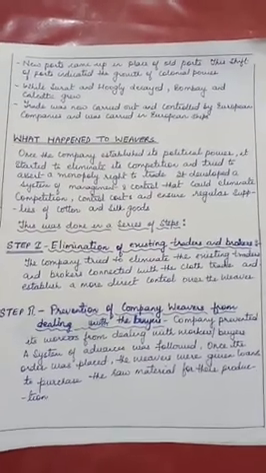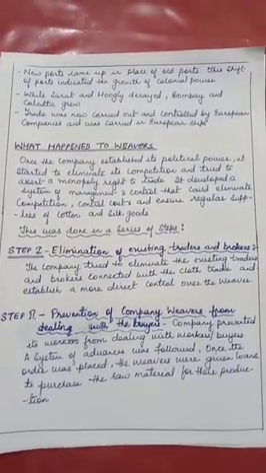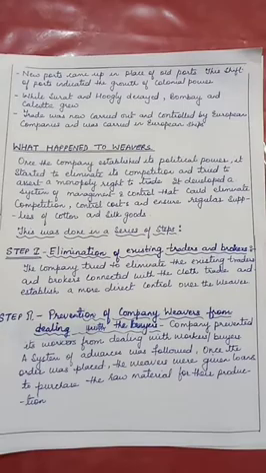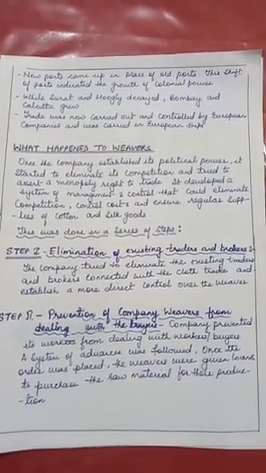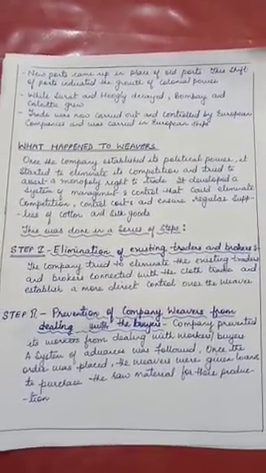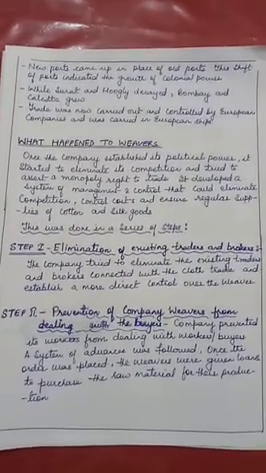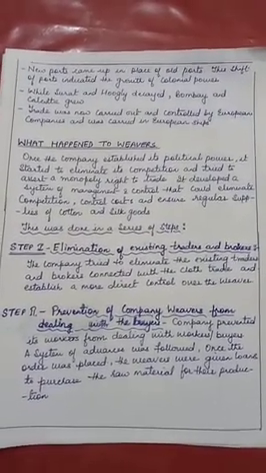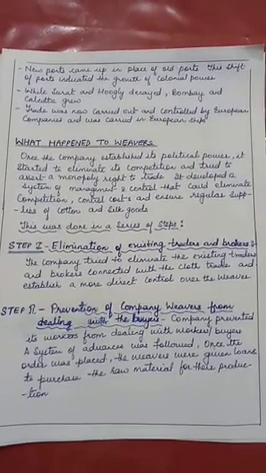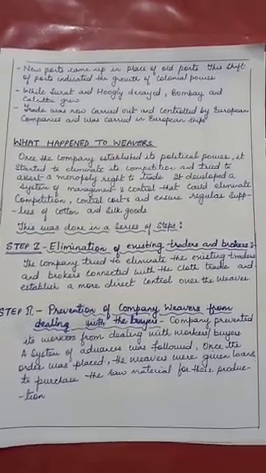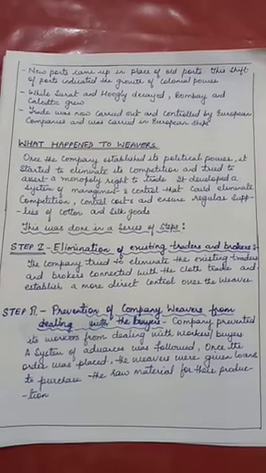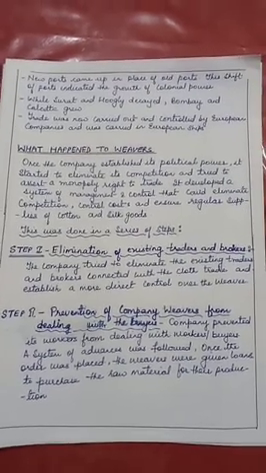Once the company established political power, it started to eliminate the competition and tried to assert a monopoly right of trade. It developed a system of management and control that would eliminate competition, control costs and ensure regular supply of cotton and silk goods. How was this done? This was done in two steps.